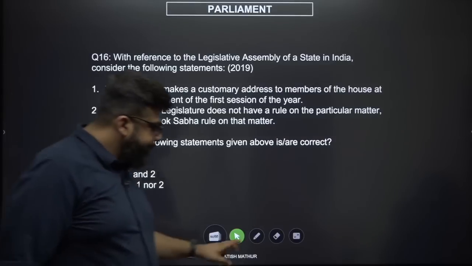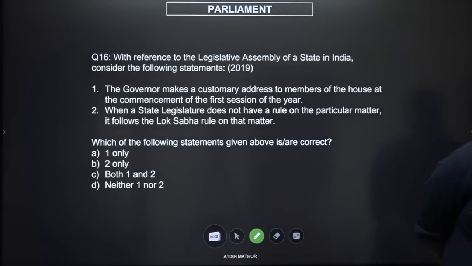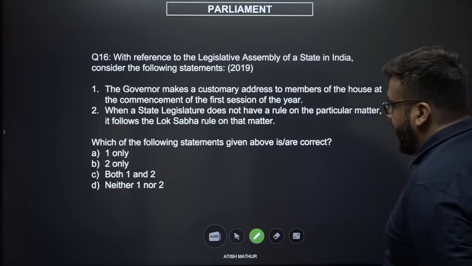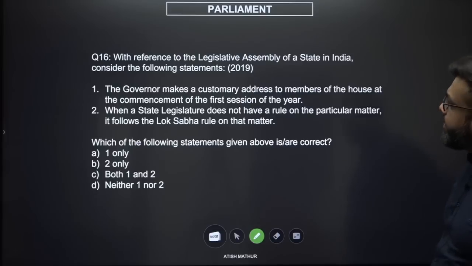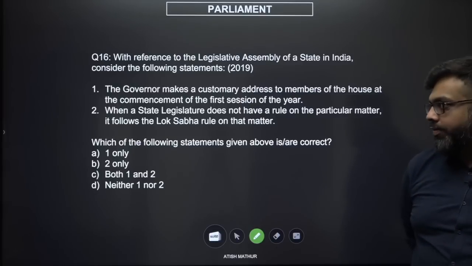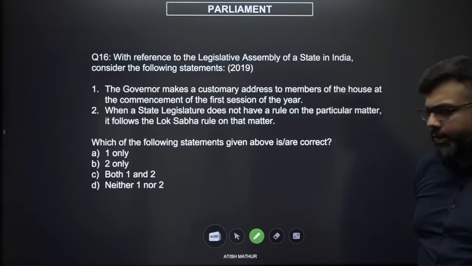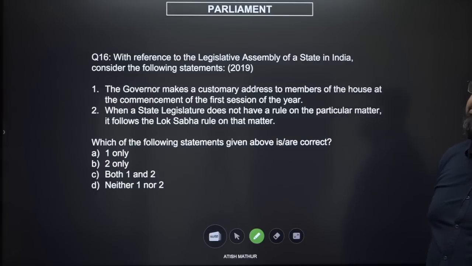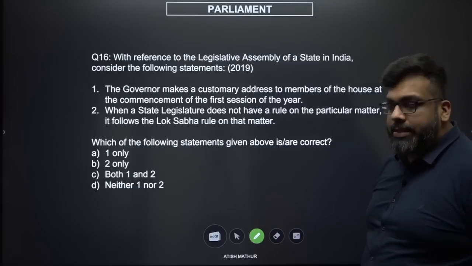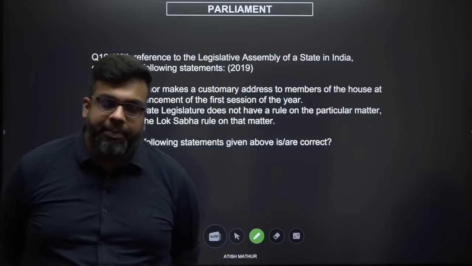Question number 16. With reference to the Legislative Assembly of a state in India, consider the following statements. The governor makes a customary address to the members of the House at the commencement of the first session of the year. When the legislature does not have a rule on a particular matter, it follows the Lok Sabha rule on that matter. A very, very debatable question and a very intricate question, and it is not your fault if you got this wrong. It's okay, happens sometimes.